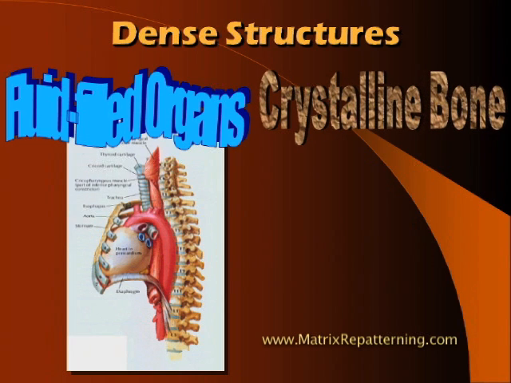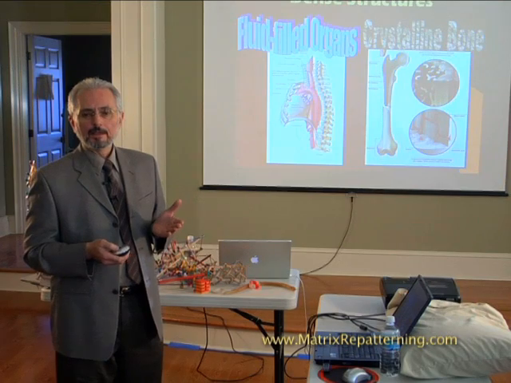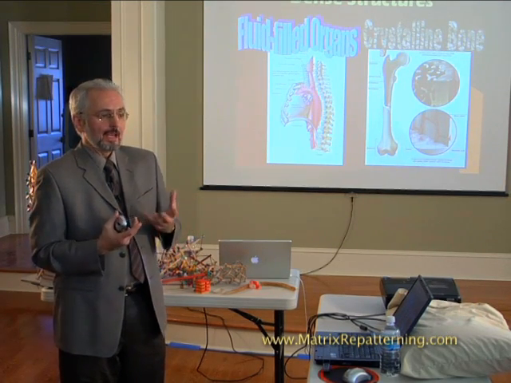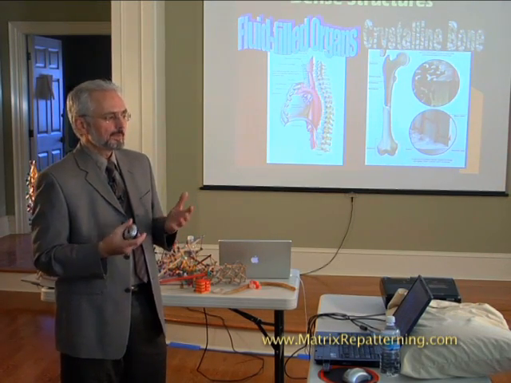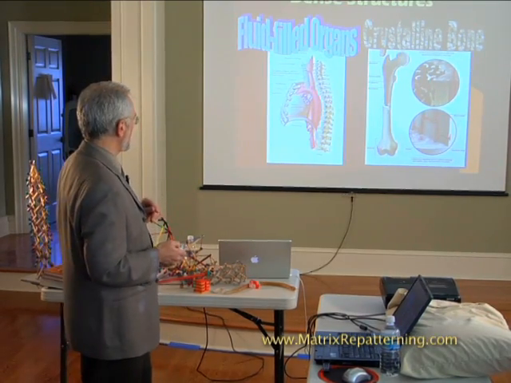The other area of density is the crystalline bone structure, which we'll see today is a major area of restriction that essentially absorbs energy, changes its properties, which then impart other alterations to joint mechanics and musculoskeletal mechanics as well.